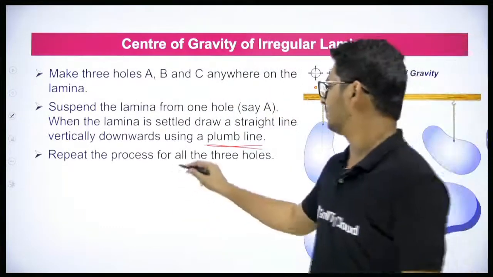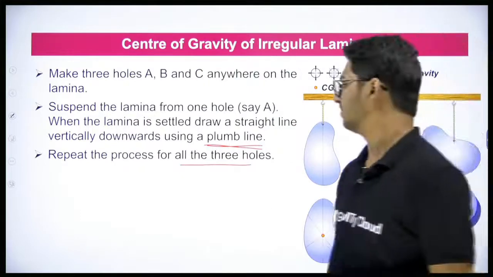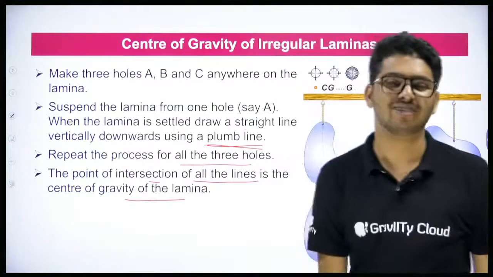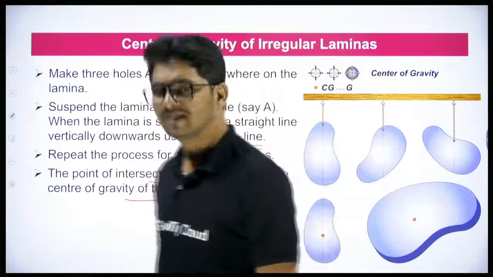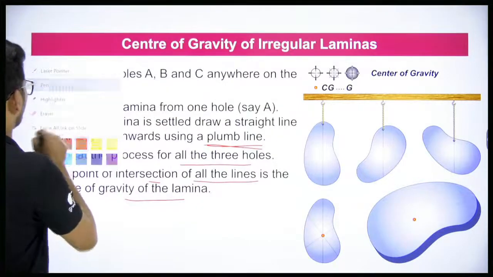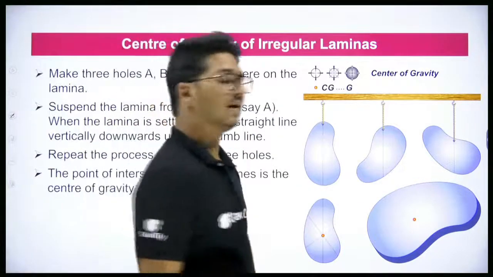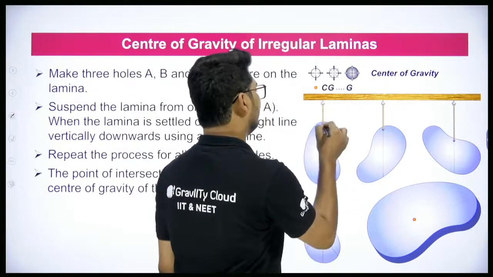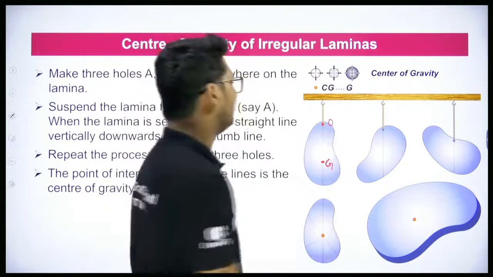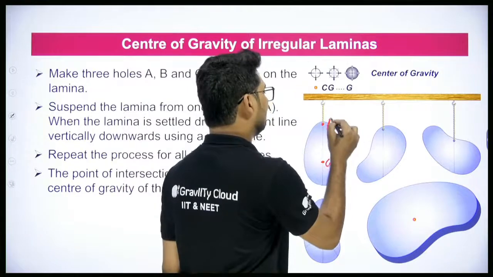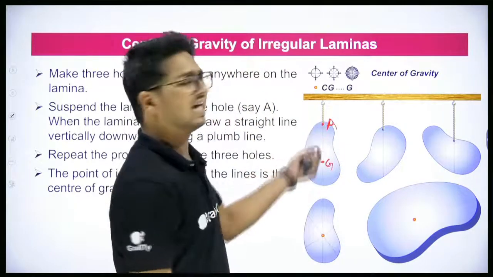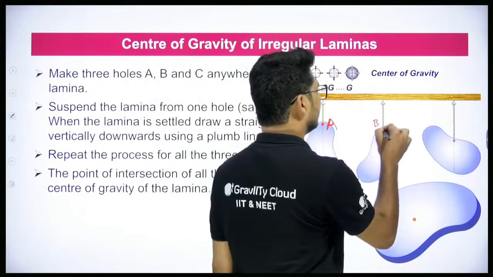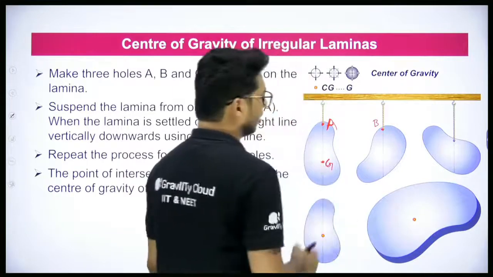Then repeat the process for all the 3 holes A, B and C. The point of intersection of all the lines is the center of gravity of the lamina. Very simple, right? And why is that? Because we know that when a body is suspended, its center of gravity will be vertically below the point of suspension. So if I draw a line vertically down, the center of gravity should be on that line. The same happens at B also.